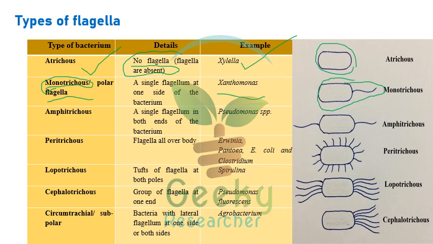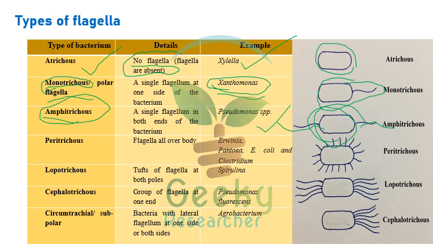When it comes to amphitrichous, a single flagellum is present at both ends. We can see here on the left side one flagellum is there, and on the other side one flagellum is there. So amphitrichous means a single flagellum is present on both ends of the bacterium. For example, Pseudomonas species.